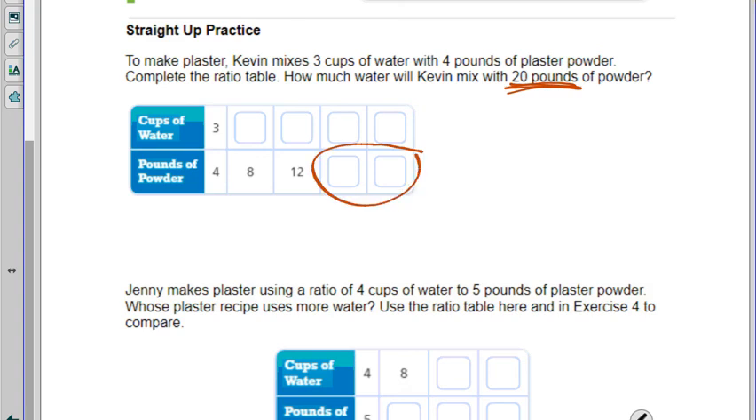And then the last one, it says Jenny makes a plaster with a ratio of 4 cups of water to 5 pounds of plaster. And whose plaster recipe uses more water? Again, we're going to look for some equivalent ratios and find one where we're comparing the same amount of powder. Give it a shot. We'll talk about it in class. Take care.